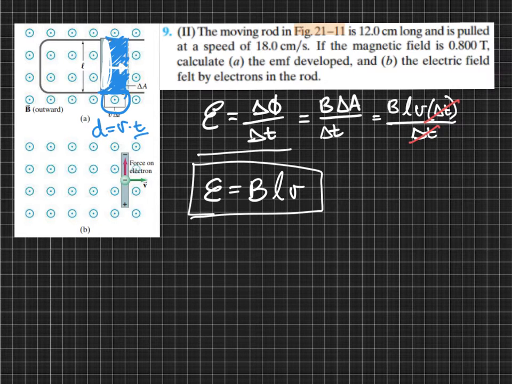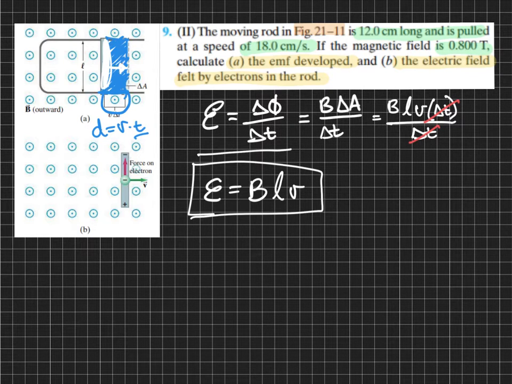If we look at question 9, it says the moving rod is 12 centimeters long, and it's pulled at a speed of 18 centimeters per second. The magnitude of our magnetic field is 0.8. What we want to do first is calculate the EMF, and then also figure out the electric field felt by the electrons in the rod. So how are we going to go about doing that?